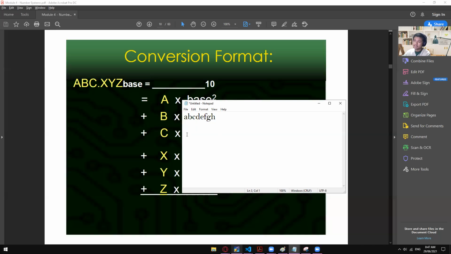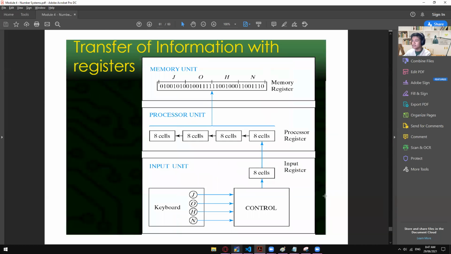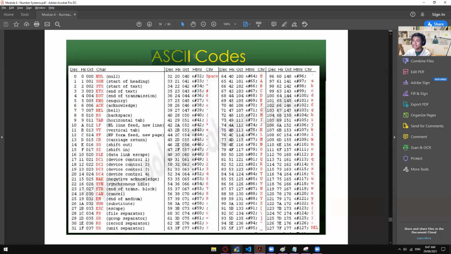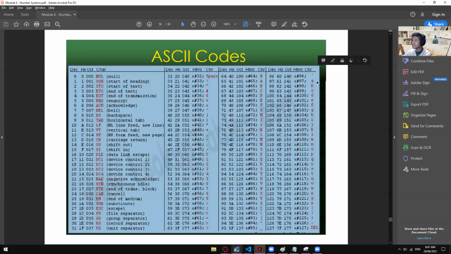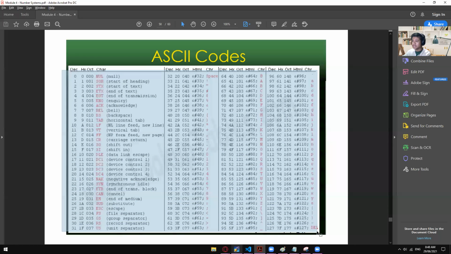This A actually has its own representation. If you go to the last slide, we are using this ASCII code. For example, a small letter a is represented by 97, 61, 141, or even &#97. So it has a lot of different representations. It could be decimal, hexadecimal, octal, or HTML. If it's decimal, then what is read is 97. If it's hexadecimal, then what is read is 61. If it's octal, then what is read is 141. So it isn't read as the letter A right away. They have their own ASCII representation.